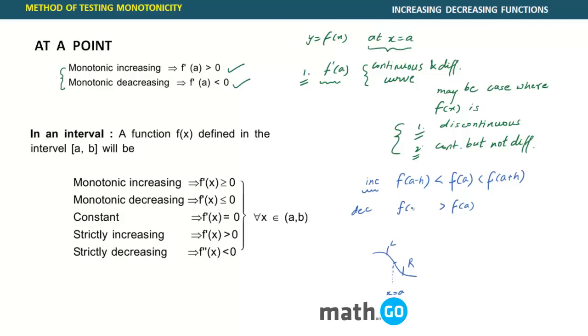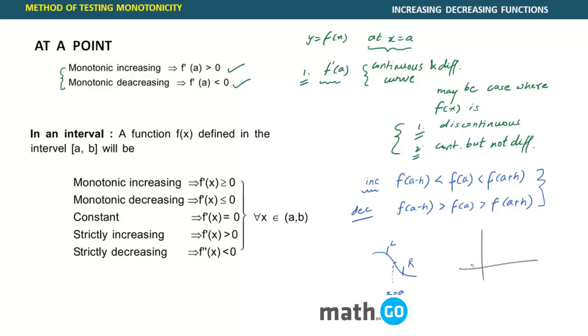So what you will do, if f of a minus h is greater than f of a, and f of a in turn is greater than f of a plus h, then you will call the function decreasing. So this is how you find increasing and decreasing at a point if it is not continuous or not differentiable. Just to give you an example of what I am talking about, let's see.